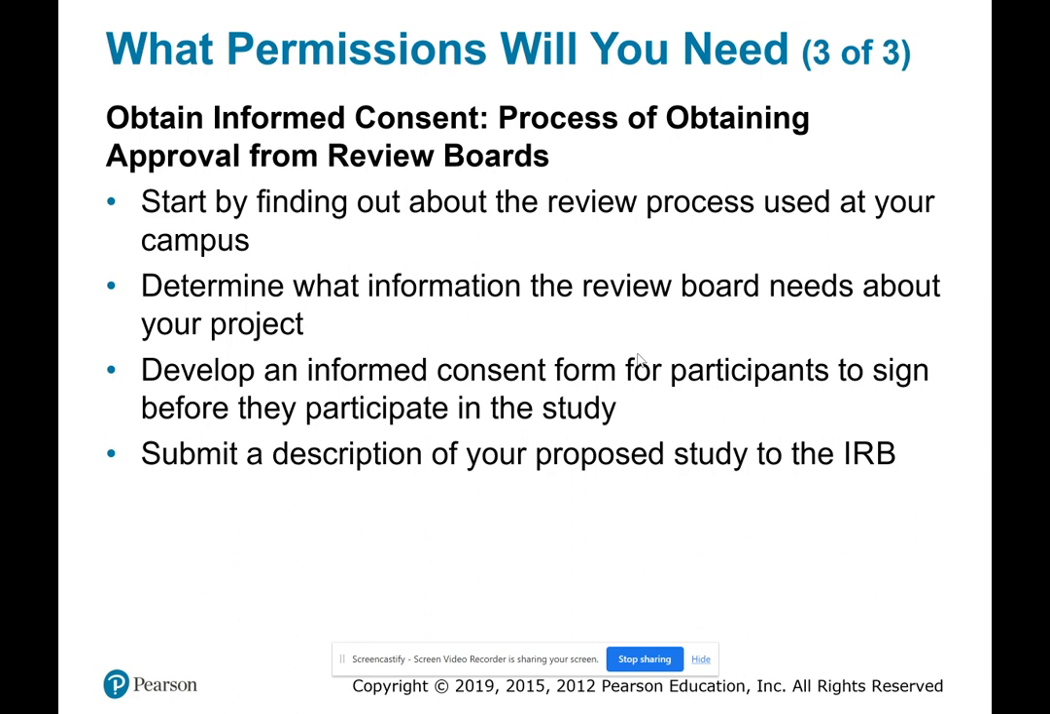So the process of gaining permission and approval from the IRB varies from campus to campus. Here are some basic steps both student and faculty researchers complete when seeking approval. First, start by finding out about the review process used by the IRB on your campus. Next, determine what information the review board needs about your project. Then, develop an informed consent form for participants to sign before they participate in the study. And then finally, submit a description of your proposed study to the IRB.